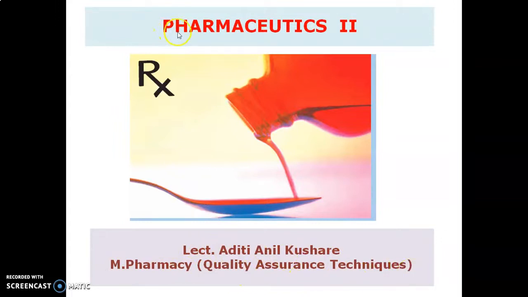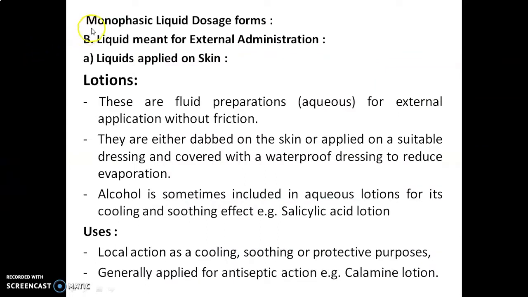Today we are going to discuss the experiments from Pharmaceutics 2. First of all, let's discuss the introduction of dosage form. In that, monophasic liquid dosage forms, in that B, liquid meant for external administration, that is liquids applied on skin. So in that we will discuss lotions. These are aqueous fluid preparations for external application without friction.